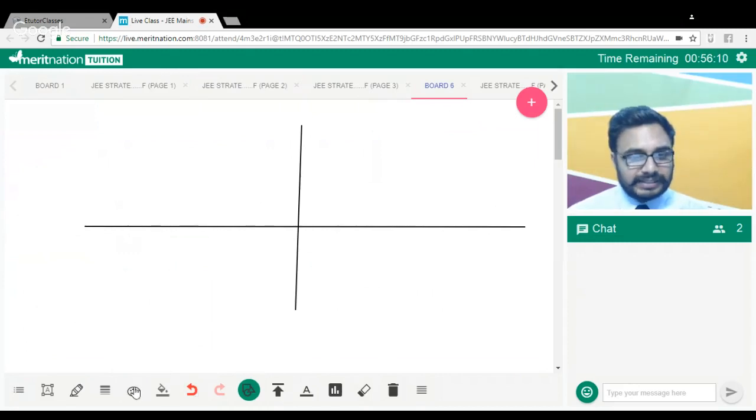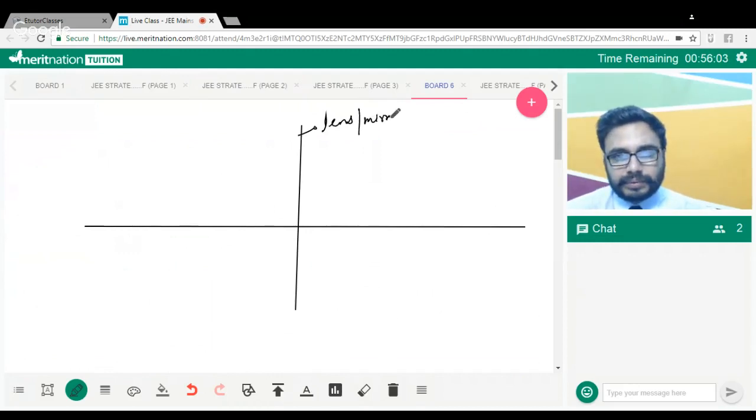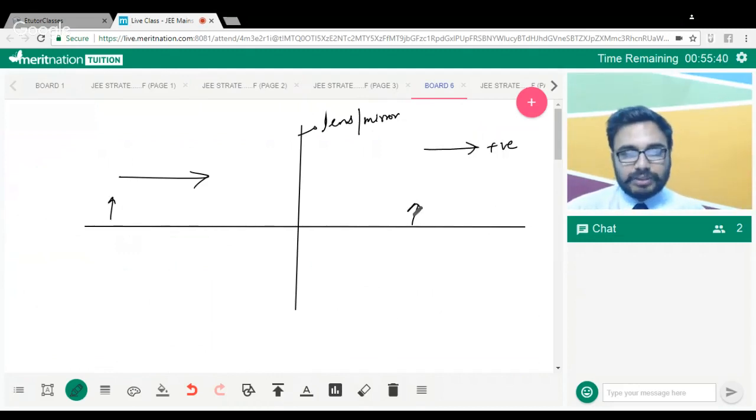Let's say this is my principal axis and this is my lens or my mirror. First of all, the direction of incident rays will be taken as positive. For 99% of questions, we are taking the object on the left side, so incident rays will be in this direction. So we generally take the right direction as positive. But if the object is on the right side and the incident rays are obviously coming like this, then the left direction will be positive. So we should know the direction of incident rays, in which direction they are moving. Let's say the incident rays are moving towards right, so I'll take the right direction as positive.